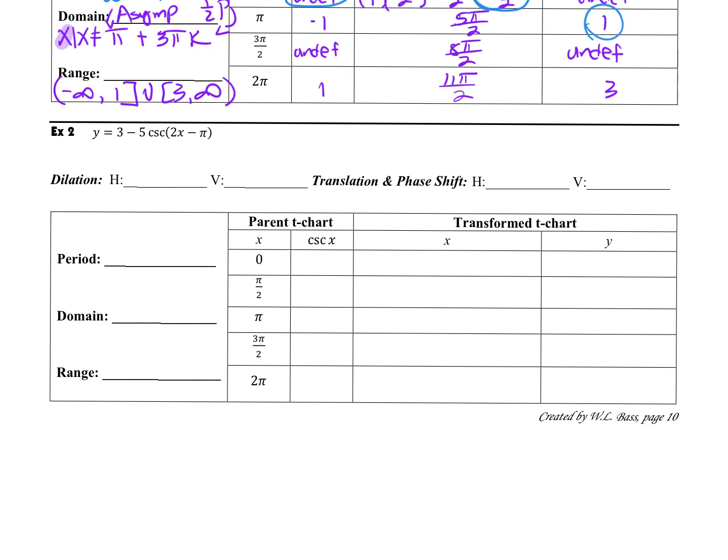Let's take a look at a cosecant graph. We're going to do the exact same thing. Let's find all of our transformations. Remember, we're going to need to factor that too.